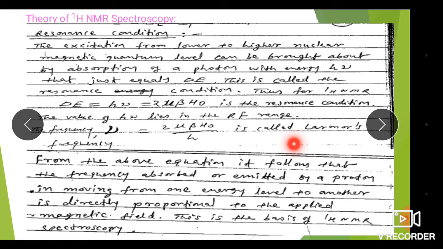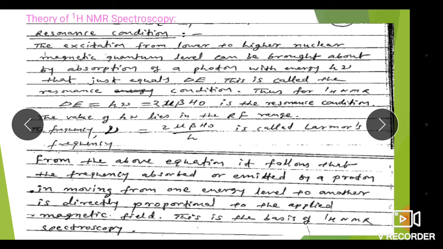And then what is the frequency? That is, nu is nothing but 2 mu beta H0 upon h, which is called the Larmor frequency. From the above equation, it follows that the frequency absorbed or emitted by a proton in moving from one energy level to another is directly proportional to the applied magnetic field. This is the basis of H1 NMR spectroscopy.